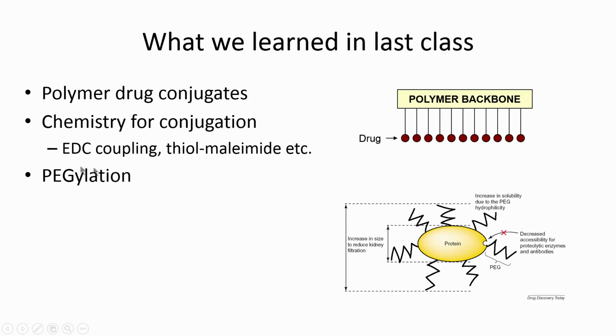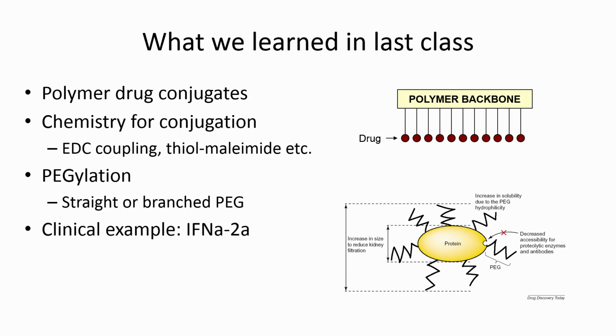Then one of the polymer drug conjugates we talked about is pegylation, very widely used in the literature. These could be a single chain of PEG or could be a branch chain of PEG. Branch chain we found out is more effective just because it has a lot more area that it can cover, like a windshield wiper. And then we gave a clinical example, something that is being used in clinic for IFN alpha 2A, where we showed that if you conjugate it with a branched PEG, it circulates much longer in the blood compared to just the free drug alone.